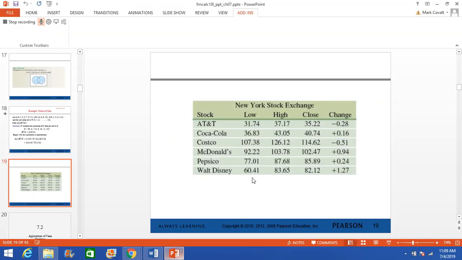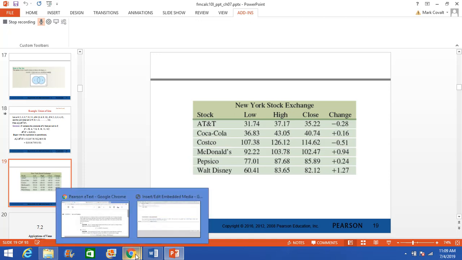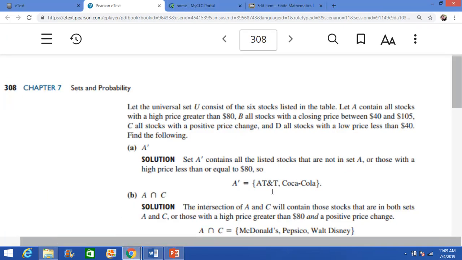Okay, so which ones have a price of less than or equal to 80? If we go back here, the only ones that have a high price of less than or equal to 80 would be these two, AT&T and Coca-Cola, which is what they had. Okay, now, what about the intersection between A and C?